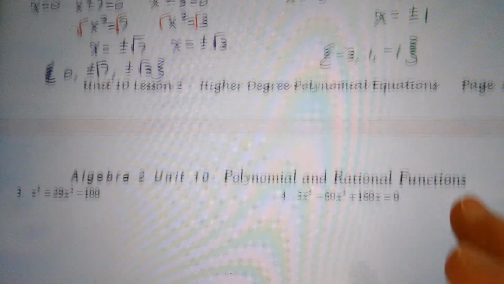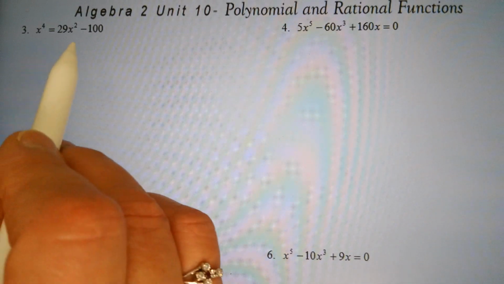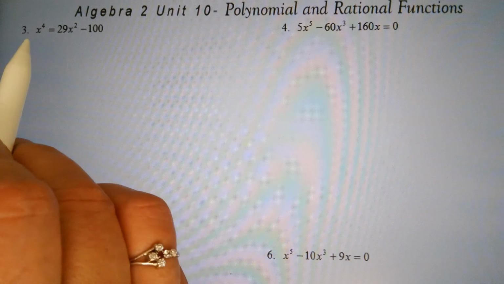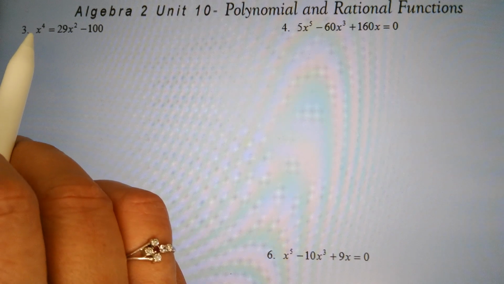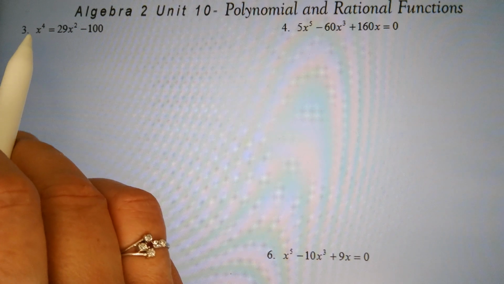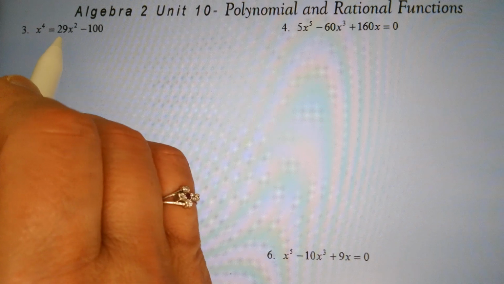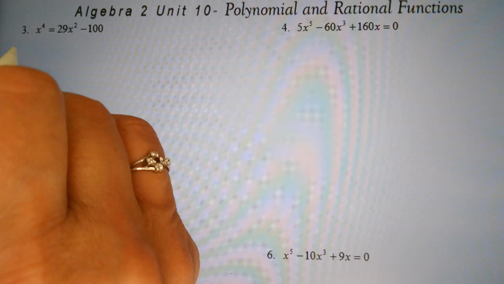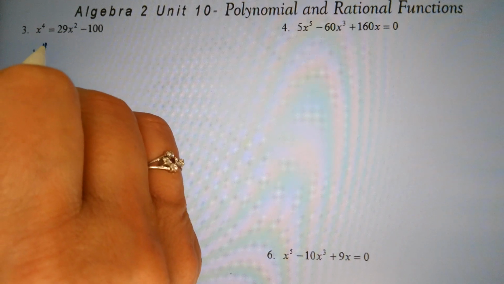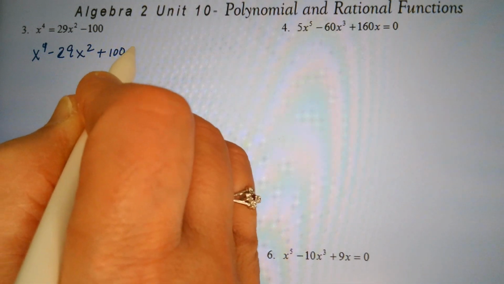Okay, next. Number 3, let's put this in standard form. Our highest exponent is 4 here with a leading positive x coefficient, so keep this where it is. Bring these two items over to the left-hand side. x to the fourth minus 29x squared plus 100 equals 0.